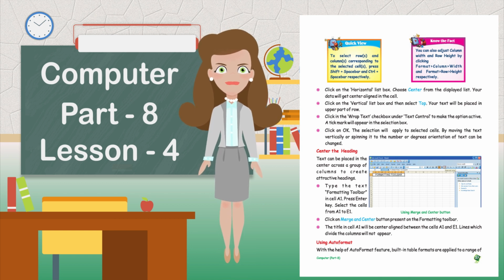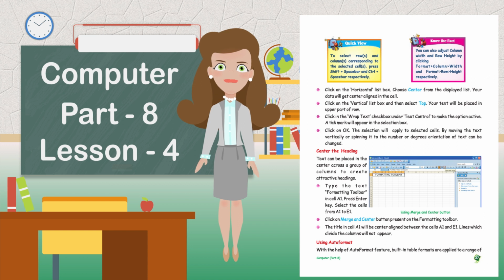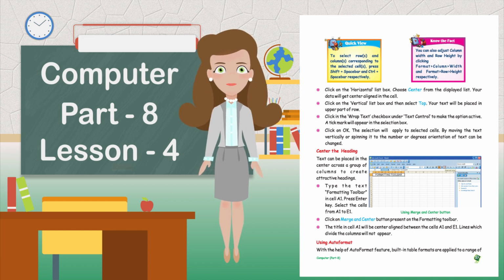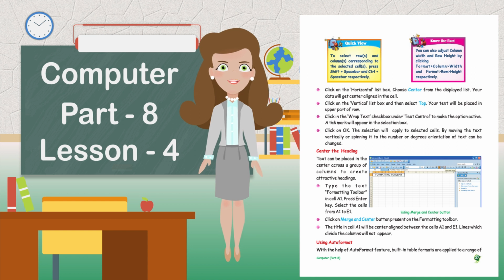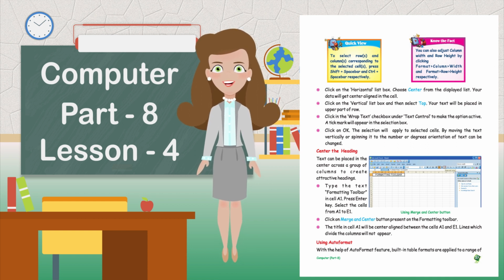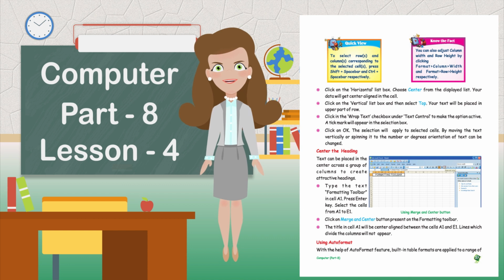Center the heading. Text can be placed in the center across a group of columns to create attractive headings. Type the text Formatting toolbar in cell A1. Press Enter key. Select the cells from A1 to E1. Click on Merge and Center button present on the formatting toolbar. The title in cell A1 will be center aligned between the cells A1 and E1. Lines which divide the columns will not appear.